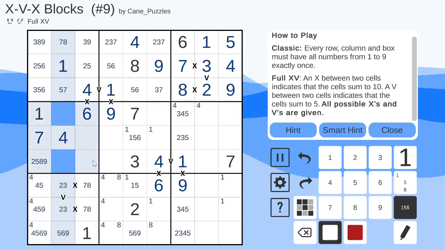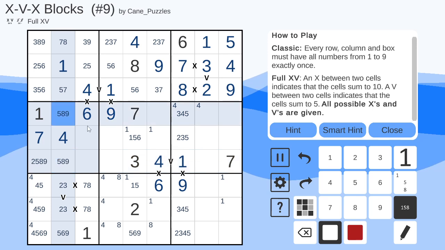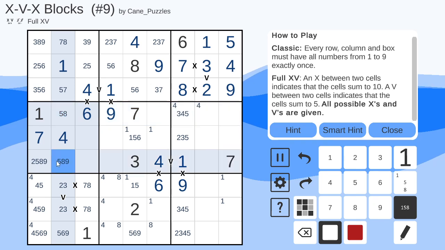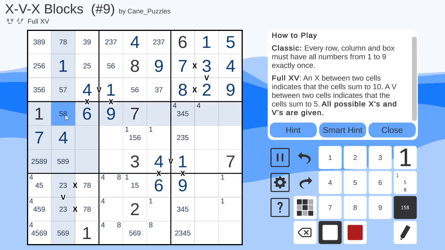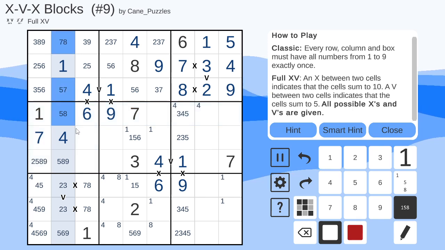Now, what's missing here? 4, 5, 6, 7, 8, 9. Right? You can't be 6 and 7. Can't be 9. If this is 2, this cannot be 8. 5, 7, 8. 5, 8. This is 5. This would be 7 and this would be 8. So I think we got ourselves a triple right here.